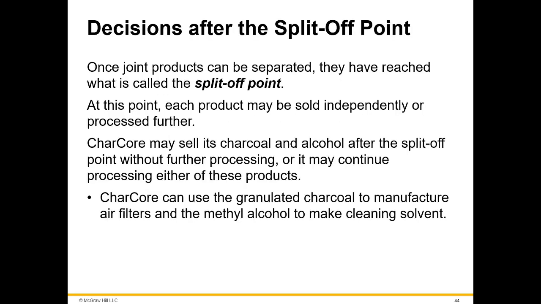Now, we have another decision, which we call a split-off point. Once the joint products can be separated, they have reached what is called the split-off point. At this point, each product can be sold independently or processed further. So Char-Cor may sell the charcoal and the alcohol after the split-off point, or it may continue processing either of these products. Arguably, if they can process further, it might create more value. So let's see when and how it makes sense.